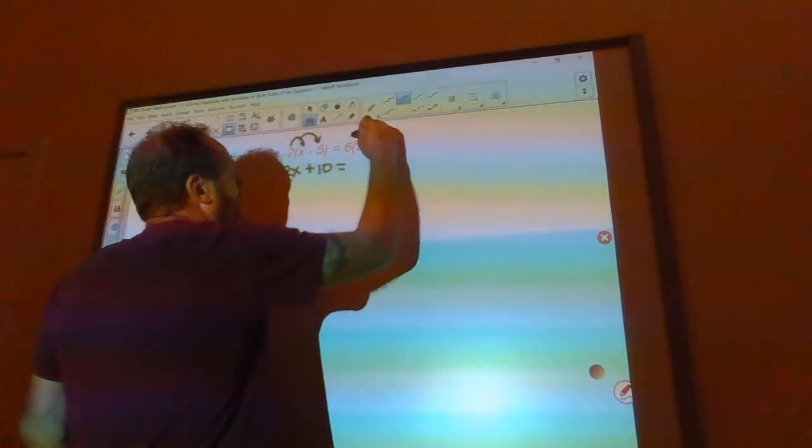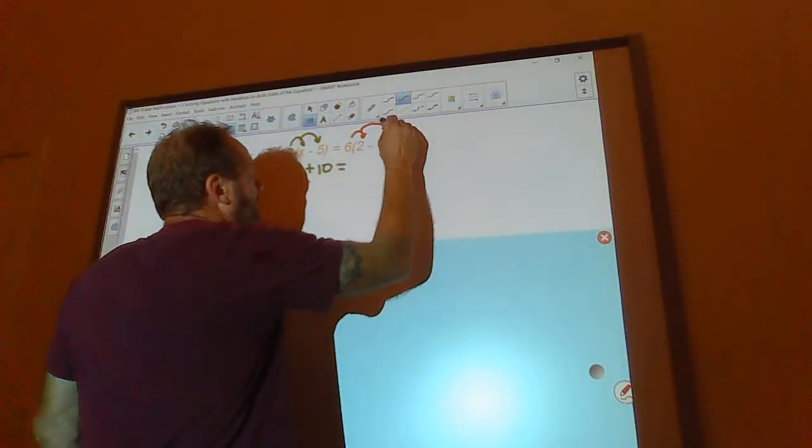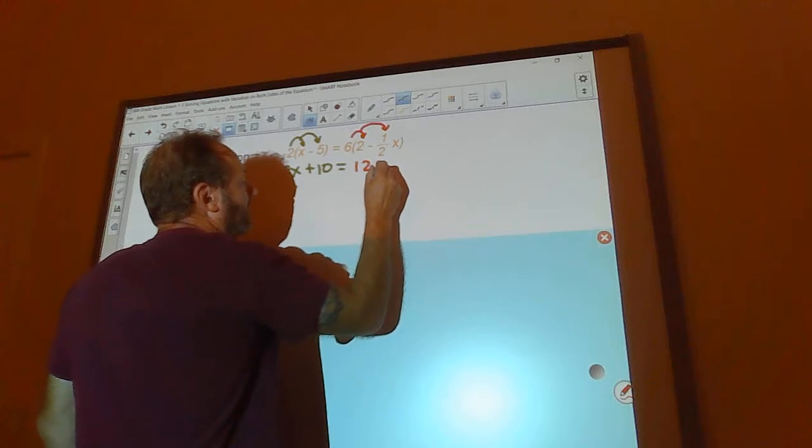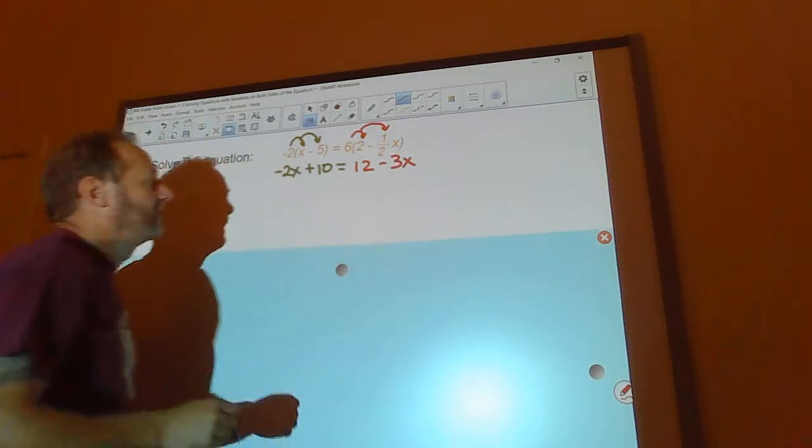Okay, over here I'm going to distribute the 6. So 6 times 2 is 12. And 6 times negative 1/2 is negative 3x.